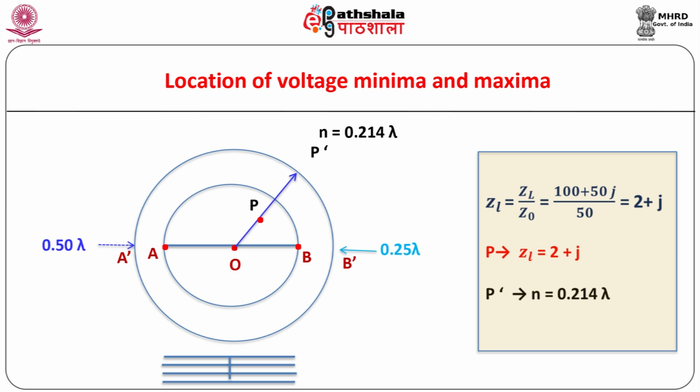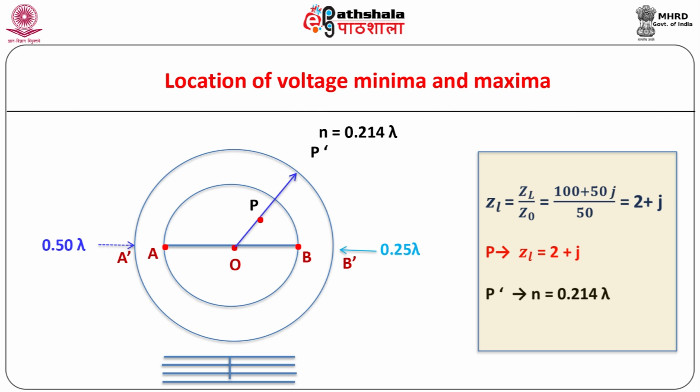Let D1 and D2 denote the distances of the first Vmax and the first Vmin from the load respectively. The stepwise procedure is as shown. Step number 1. Calculate the normalized load impedance ZL as 2 plus j. Step number 2. Plot the normalized load impedance ZL equal to 2 plus j on the Smith chart. Let point P represent the location of normalized impedance ZL.